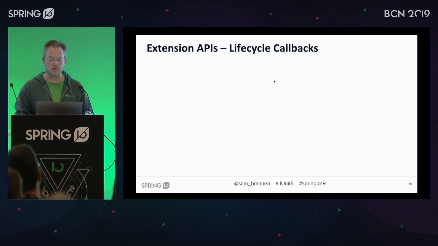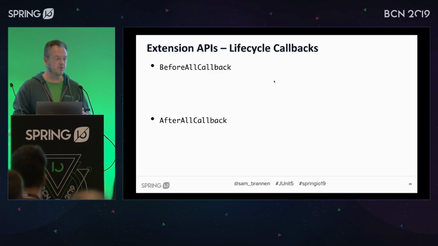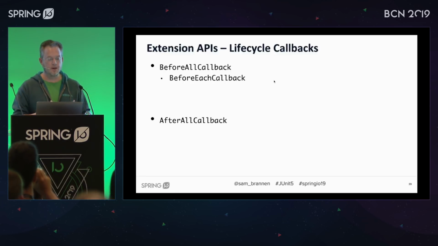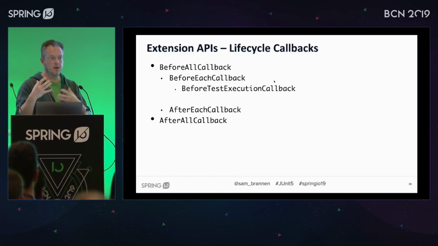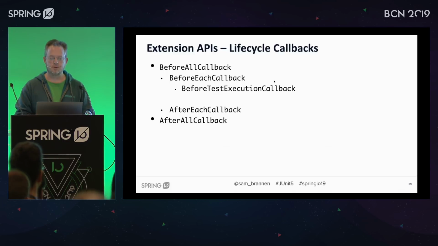So in terms of lifecycle callbacks, first up we have BeforeAllCallback, and we have then an AfterAllCallback. So before all is like @BeforeClass, and after all is like @AfterClass in JUnit 4. And then the next level we have BeforeEachCallback and AfterEachCallback. And then we have something immediately before and immediately after the execution of your test methods. And those are the BeforeTestExecution and AfterTestExecution callbacks.